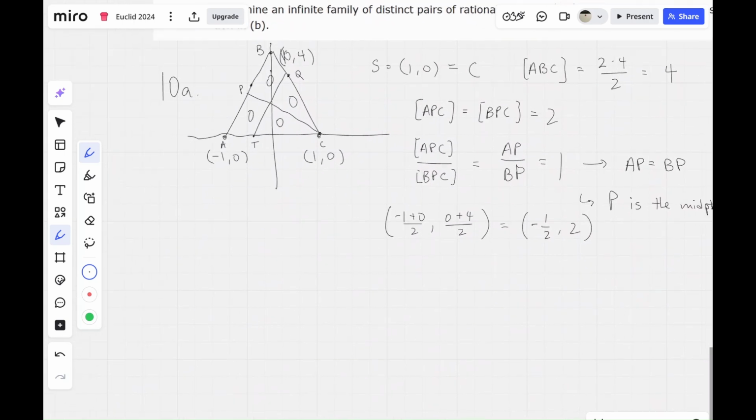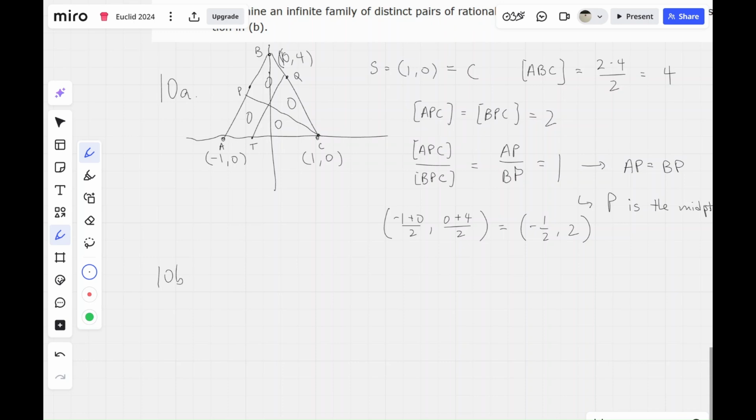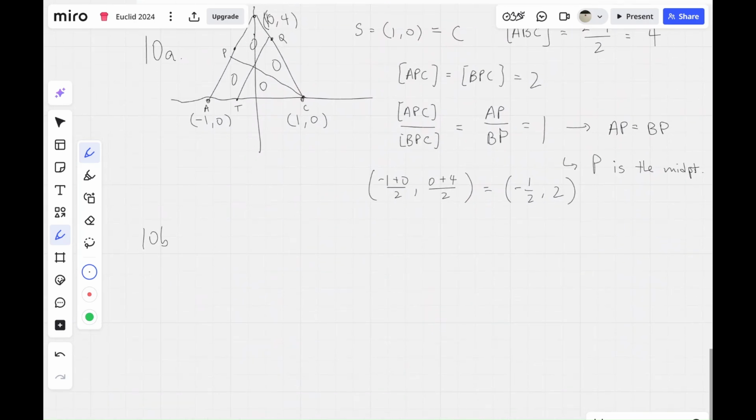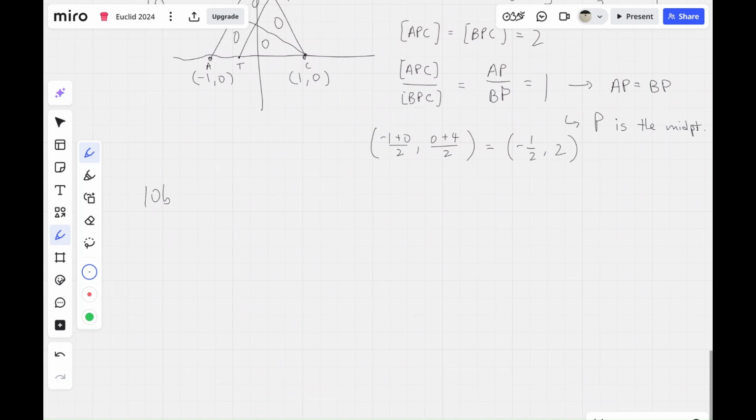Alright, moving on to 10b. We're asked to prove an equation of this form for every single balancing pair S, T. So I'll draw a bigger diagram here.